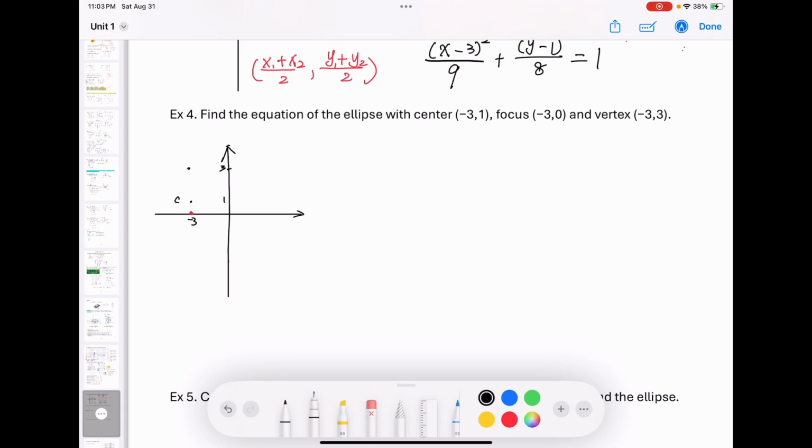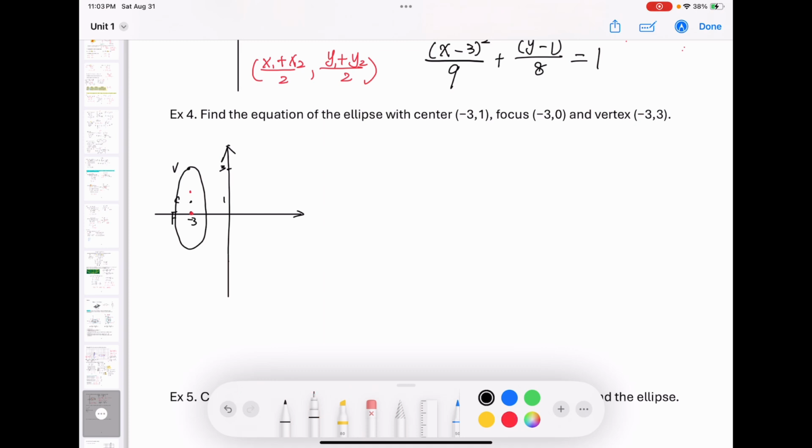Center, vertex, focus. So we see my graph must be an ellipse. The major axis is parallel to the y-axis. This is the center, and later we can also find our another focus, or we say one of the foci. Okay, so let's write our formula here, or the equation here.